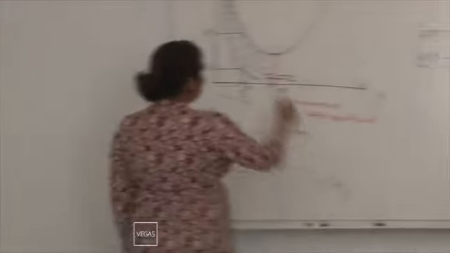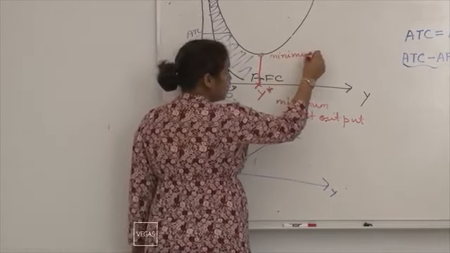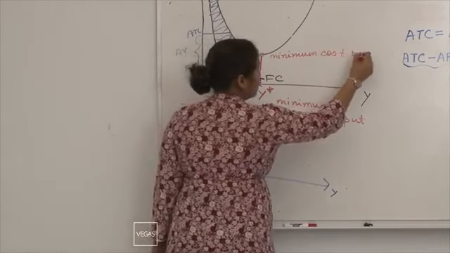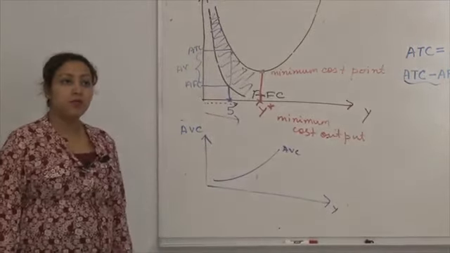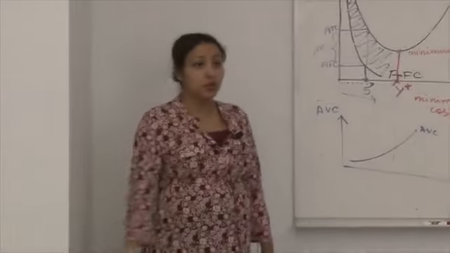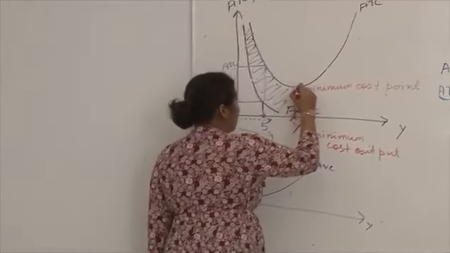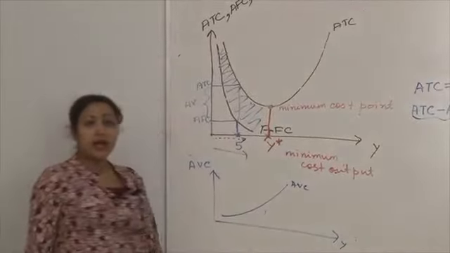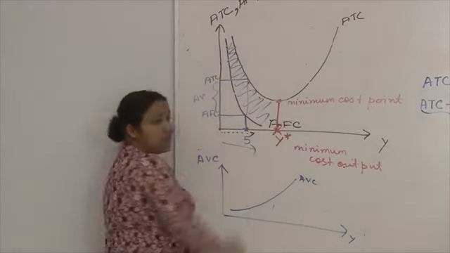Coming back, so that means this is the minimum cost point. Right? That's the minimum point of the ATC, the very bottom of that U, and that will be one unique point, although my diagram may not look like that, but it will be one sharp point like that. And the output corresponding to that minimum cost is Y star.